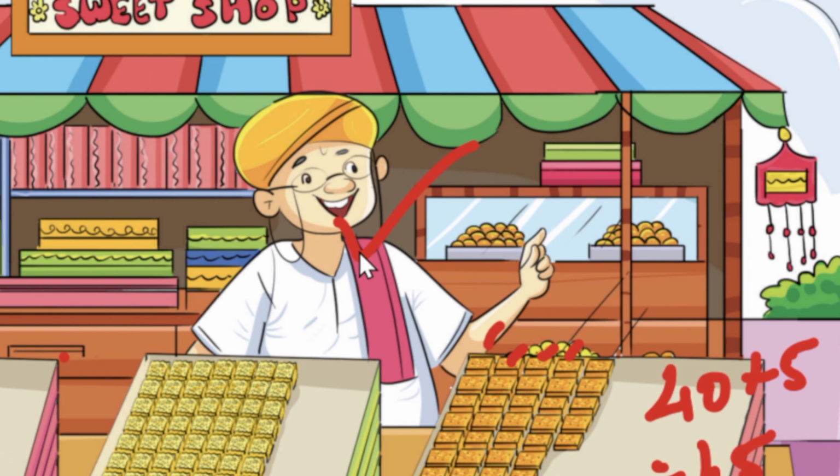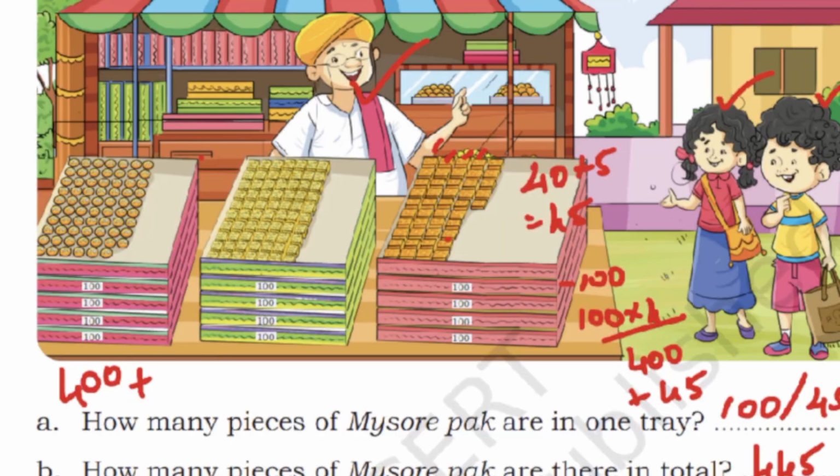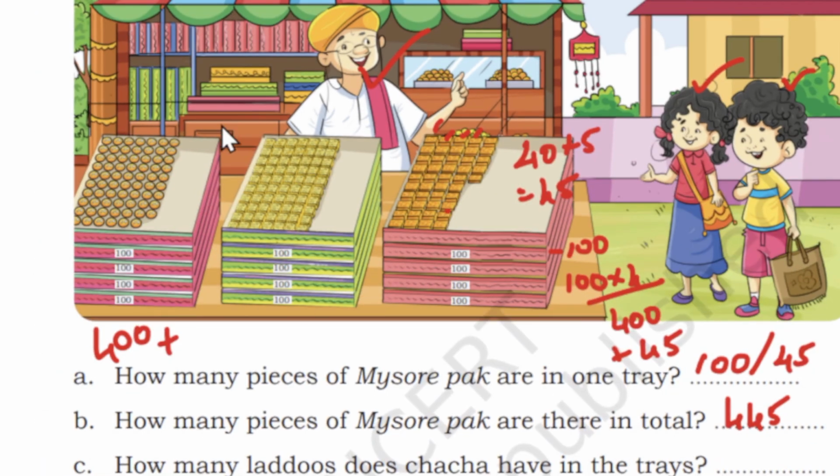I'm unable to zoom this out. It is not zooming out. Okay, so let's count as it is. Let's see how many rows there are first.